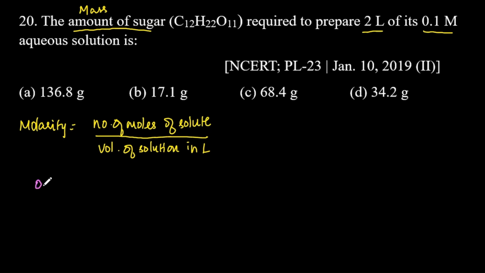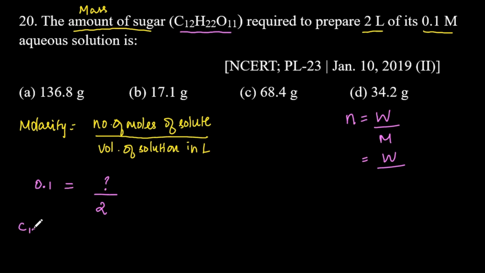So molarity is also already given, 0.1 is equal to number of moles, which we have to find, divided by volume of the solution in liter, which is 2, already given in the question. So we know the number of moles formula. Number of moles is equal to given mass by molar mass. So if we substitute the given mass by molar mass, we will get the number of moles, but the given mass is the thing which we have to find. So W divided by molar mass of the compound we have to find.